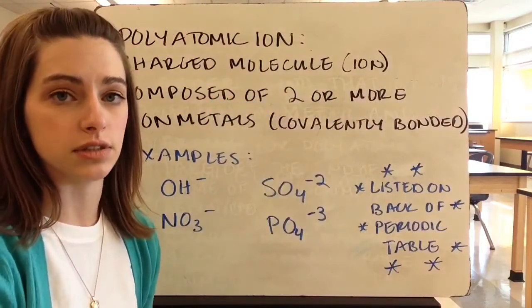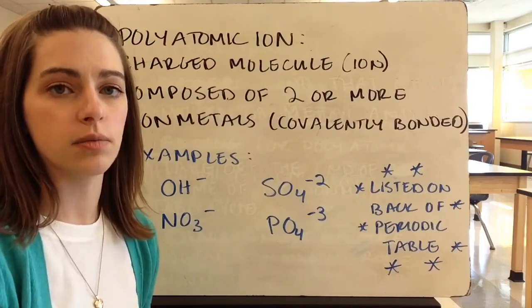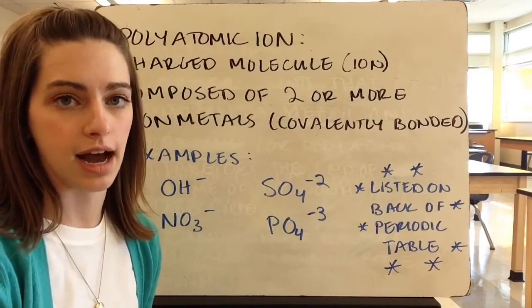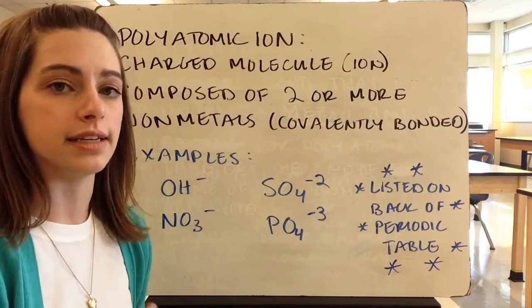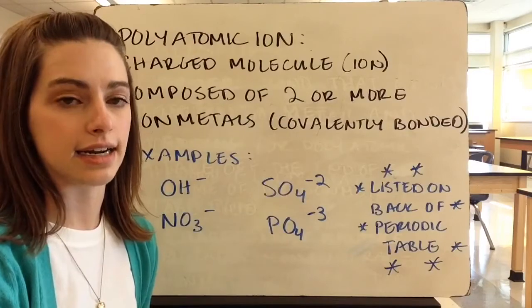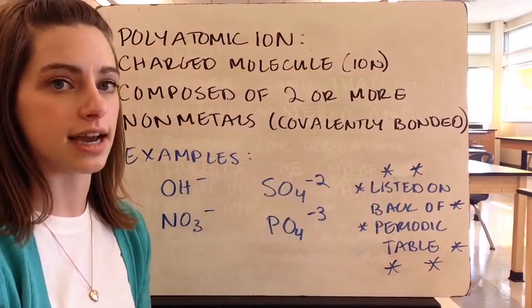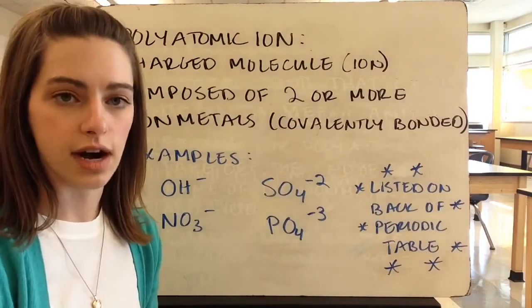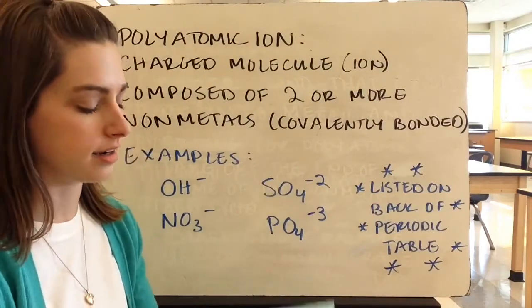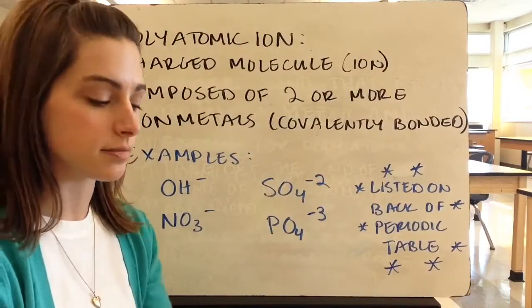What you have to do is be able to recognize the names, recognize the formulas as being polyatomic ions, so that you know when you go to write the names or the formulas, kind of what category that ionic compound is going to be in. So we need to recognize that hydroxide isn't an element. Hydroxide is a polyatomic ion, and we're going to find it on the back of our periodic table. So let's look at some examples.